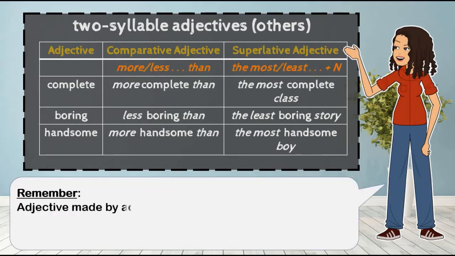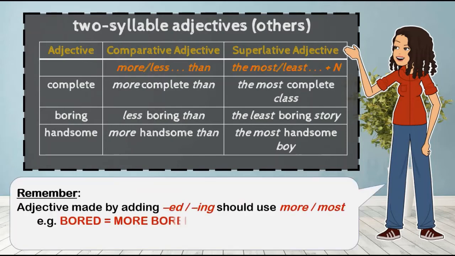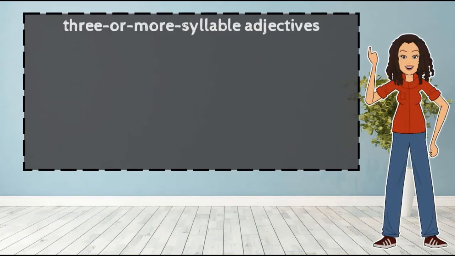In this case, the adjective made by adding ed or ing should use more and most, like bored. Although bored is a short adjective, because this is the verb bore adding with d or ed, you have to use more or most, more bored or the most bored person instead of adding the er or est. The same with the adjective relaxed. You say more relaxed.